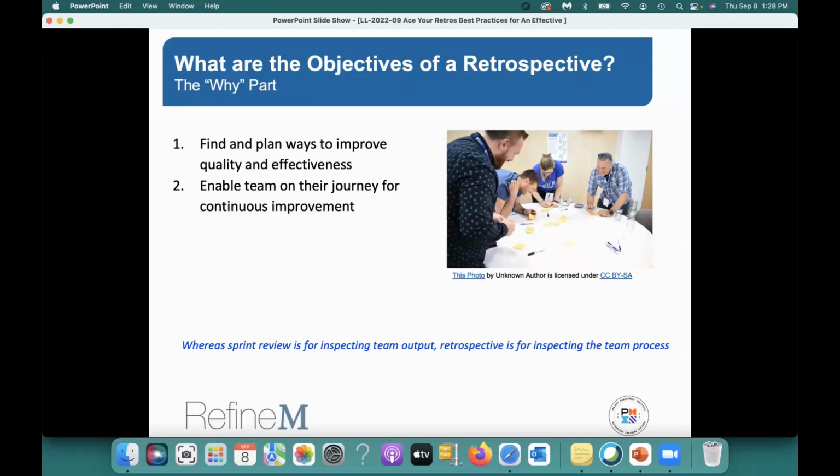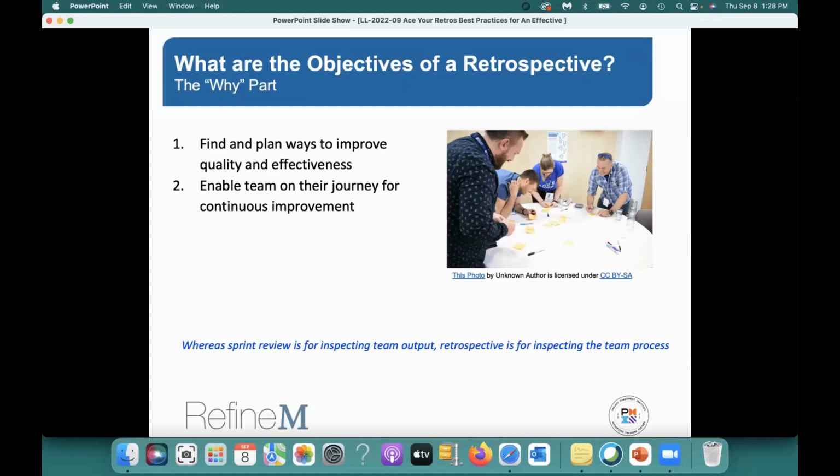In the retrospective, we are inspecting the team process. We are not inspecting the product. We are inspecting the team process. Okay, so that's the key distinction. Many times people do not have a very clear idea of the difference between the two, but there is a very clear difference between the two.